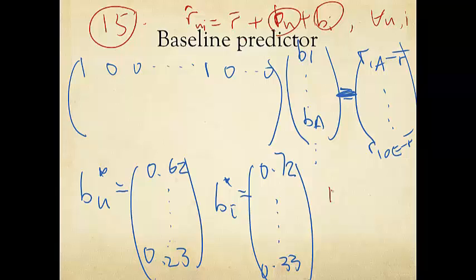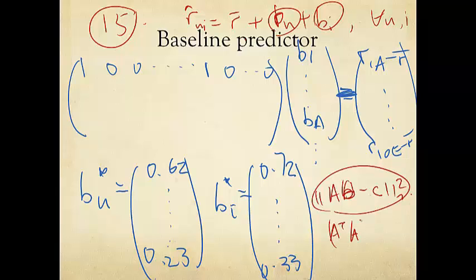The least square problem is, as you'll recall, Ab minus c, L2 norm squared. We minimize this, and the solution is A transpose A times b star equals A transpose c. So what are the A, b, and c? The b is easy. That's our 15 optimization variables. These parameters under training, b1 up to b10, and then bA up to bE.